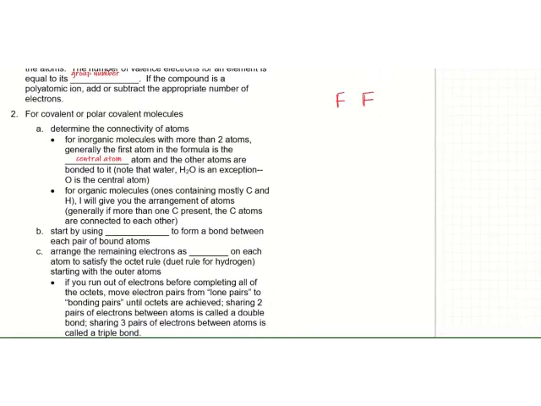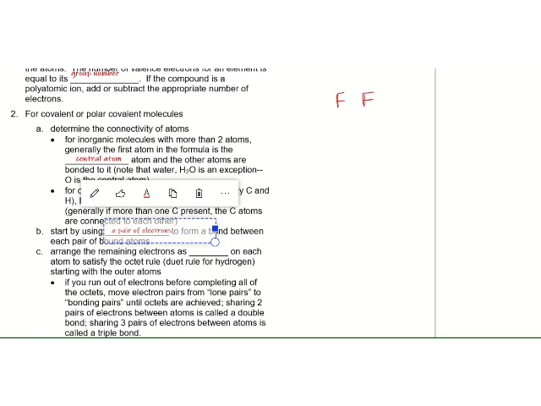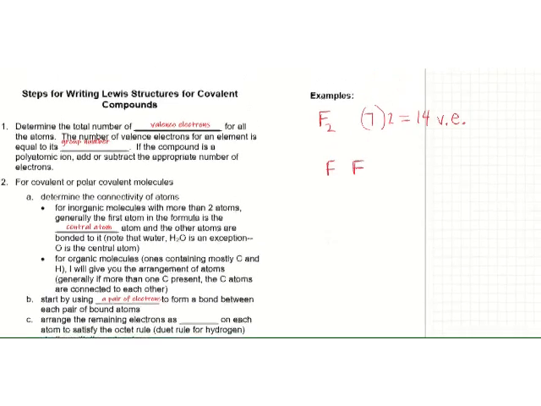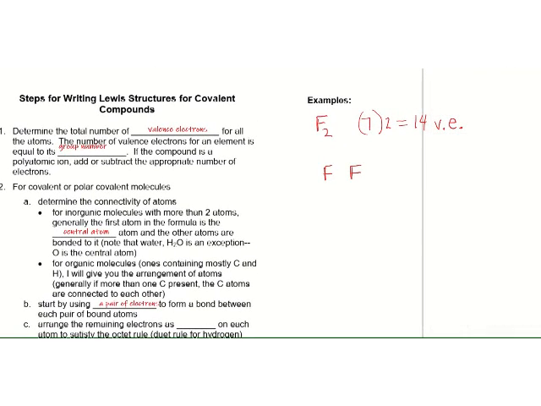So then what do we do? We're on step 2b. We want to start by using a pair of electrons to form the bond between each of the bonded atoms. Okay, so we have a total of, as we said, 14 valence electrons. We're going to use 2 of them to glue the 2 fluorine atoms together. Remember, electrons are our glue.